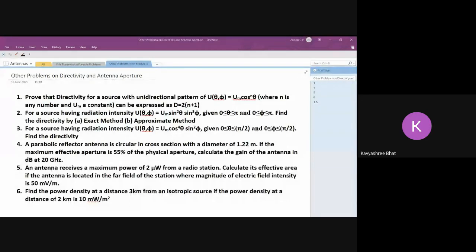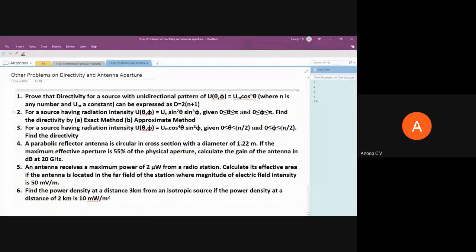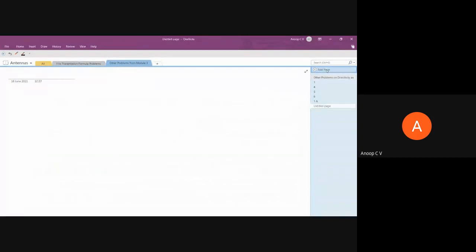Sir, solve both the problems by approximation method. Okay, fine. What I'll do is I'll start with the first problem. So others, please do watch the videos for the other problems.